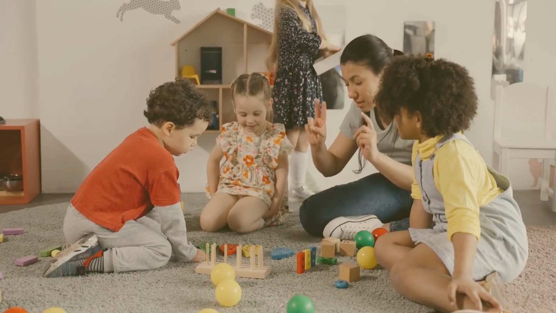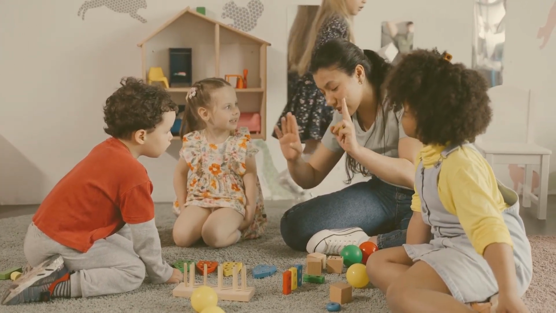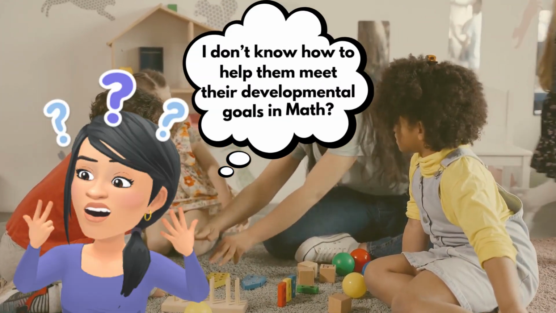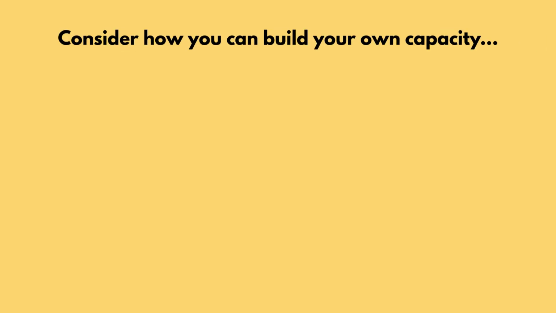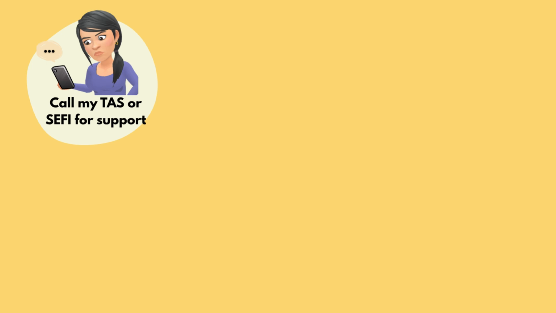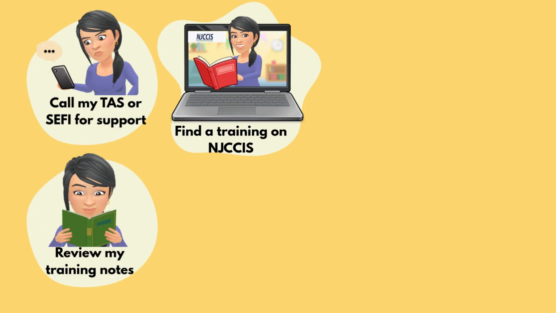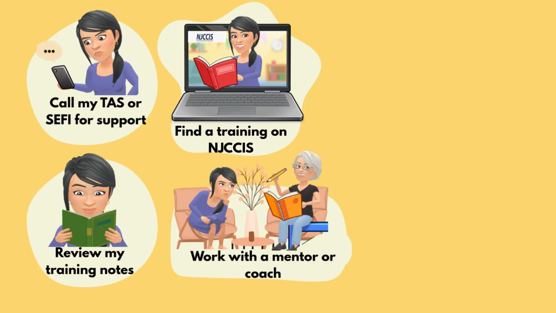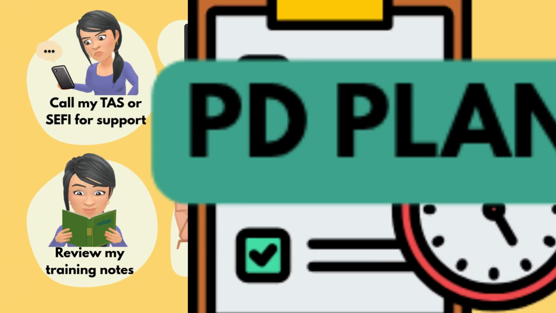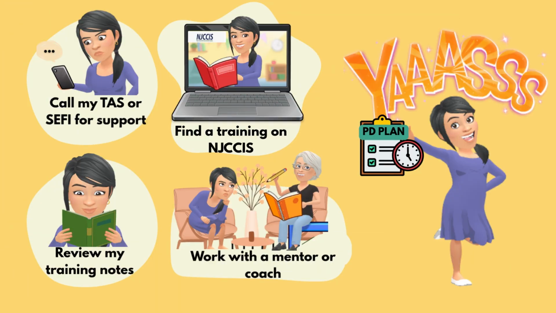If you notice that some children are struggling with the skill identified in the PBA and you're unsure of how to support them, consider how you can build your own capacity. You might seek guidance from your TIS or CEFI, explore related trainings on NJCCIS, or work with a mentor who can coach you through developing the skill. Your PD plan should reflect this learning process and partnership.